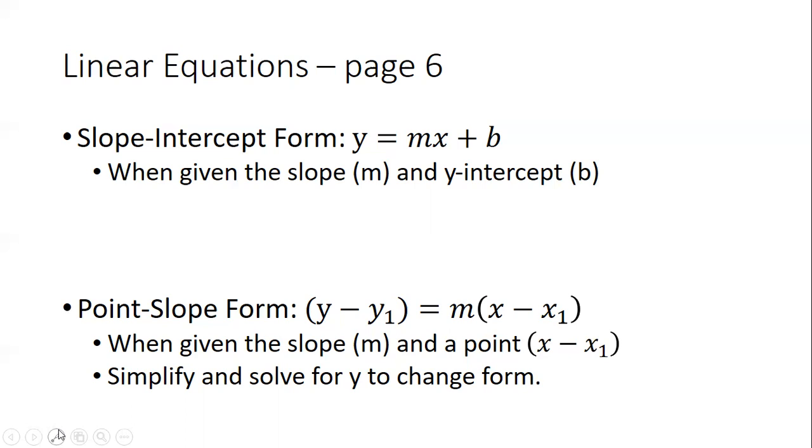All right. Next thing we should remember, least used but point-slope form. Does it look familiar? We've seen it before. Okay. y minus y1 equals m times x minus x1. Okay. And when do we use this? When given the slope m and a point (x1, y1). Okay. And we can simplify and solve for y to change the form.